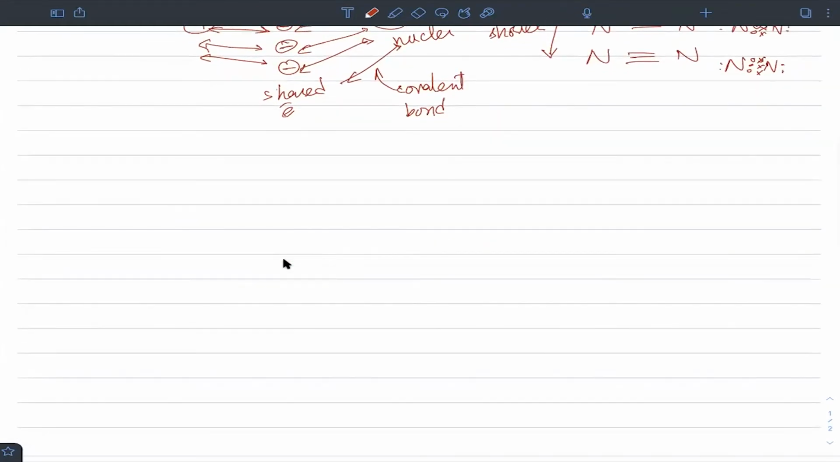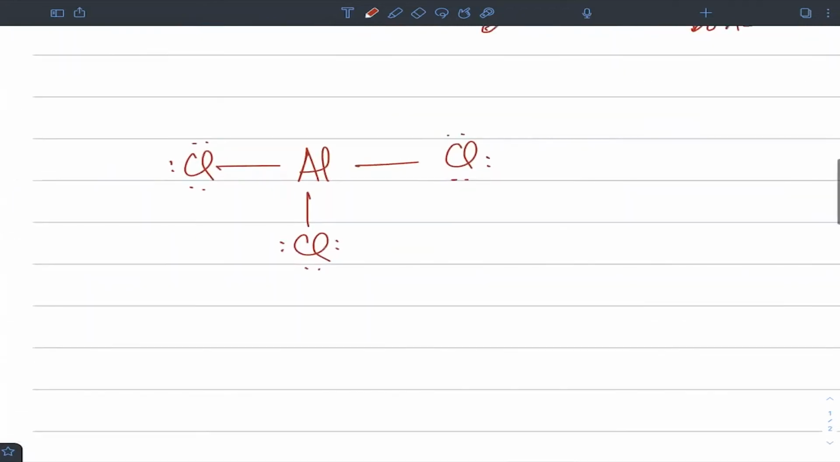For example, I mentioned AlCl3 yesterday. So AlCl3 is this. While chlorine has 6 electrons that are not involved in bonding, and that means it has 3 lone pairs, aluminium had 3 electrons and shared all 3. Aluminium doesn't have what we call octet.